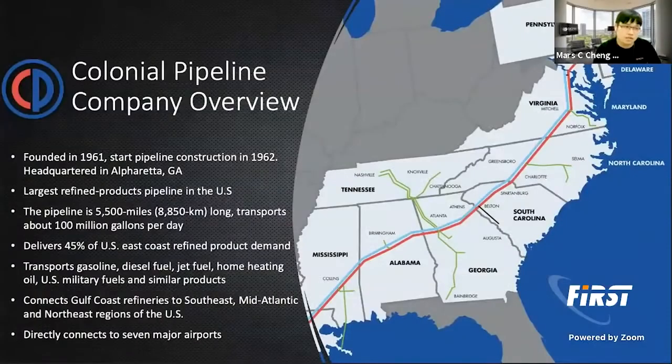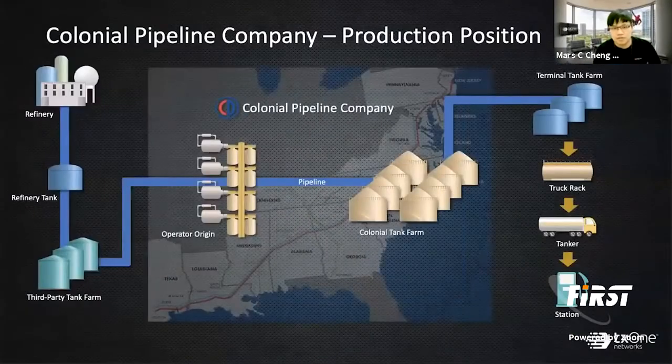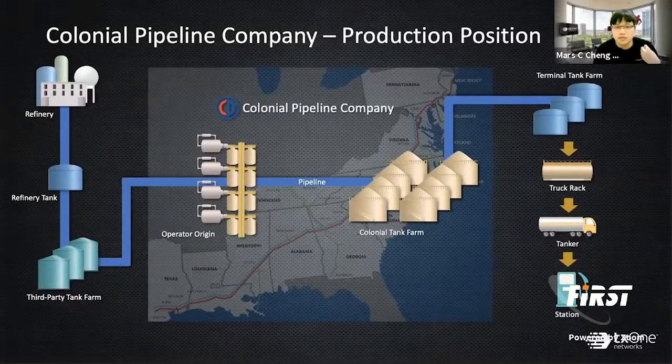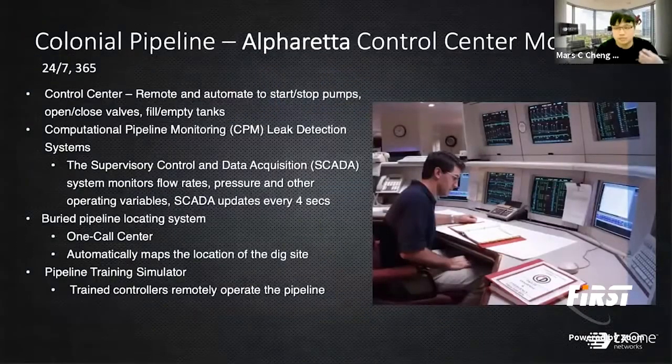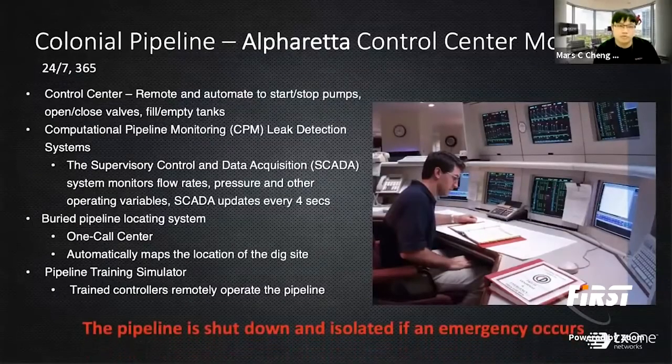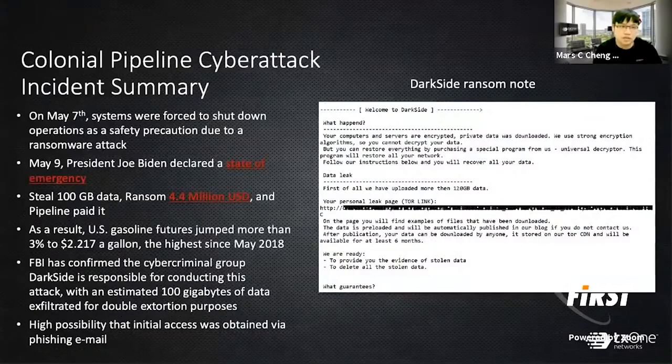In May 2021 this year, I believe many people know about the Colonial Pipeline attack. It is a very, very big pipeline company in the US East, delivering 45% of the US East Coast refinery product demand. So it's a very, very big company. They transport the oil and deliver this product through the pipeline. However, they suffered a cyber attack, a ransomware attack, with DarkSide ransomware.